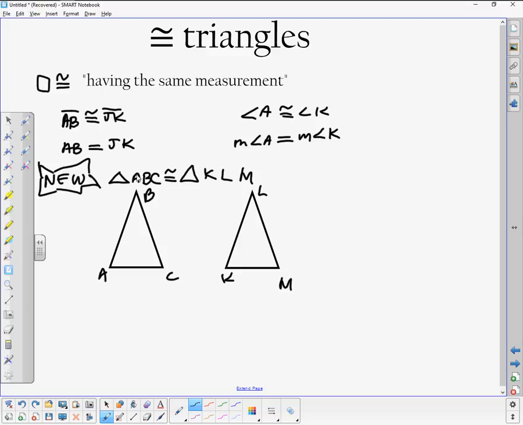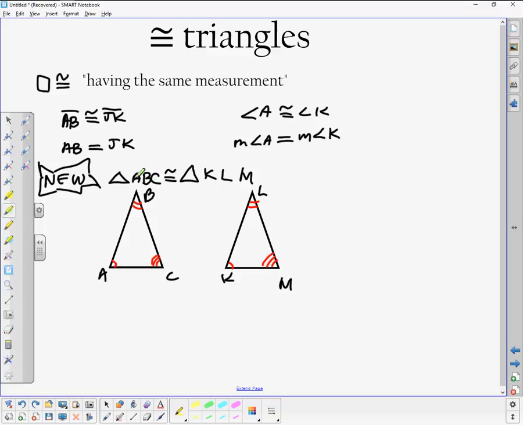What this means is angle A will be congruent to angle K. So if I label this, angle A will be congruent to angle K. Now, angle B will be congruent to angle L. Corresponding pieces will be congruent. And you write it in the same order. Now, angle C is congruent to angle M. So all corresponding angles are congruent, and then you do the sides.